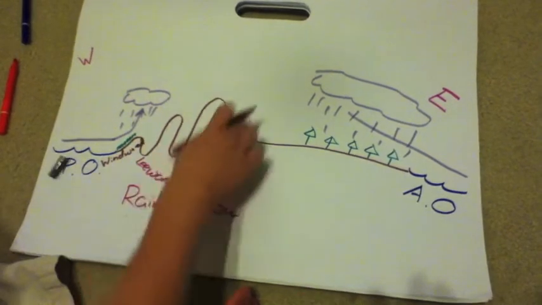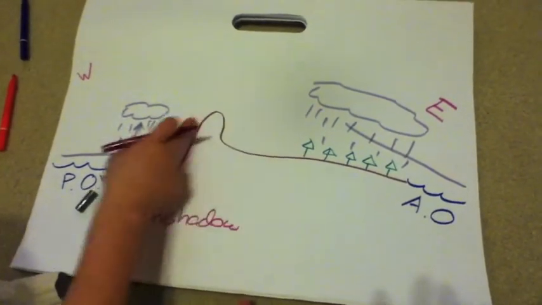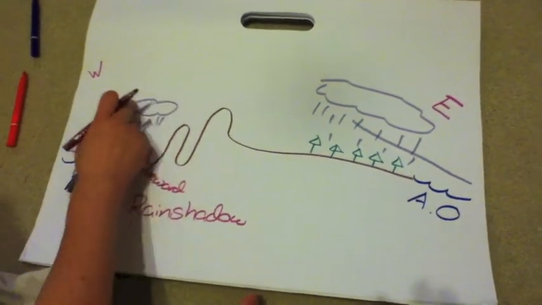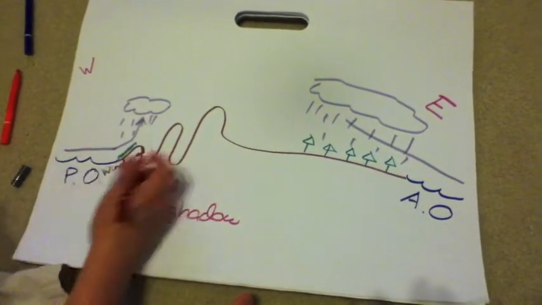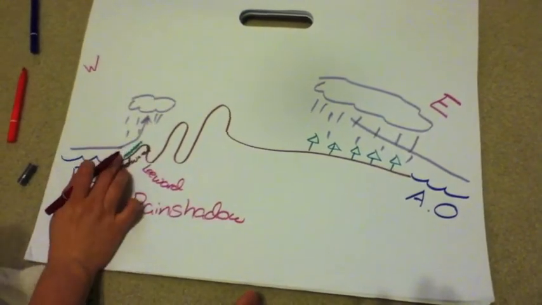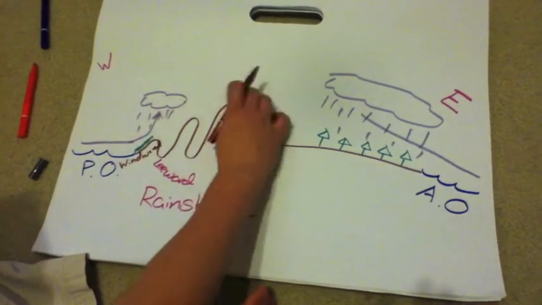This is why in the middle of the United States we don't have a lot of vegetation, because all of this moist air is dropped on this side, the windward side of the mountains, leaving only dry air on the other side.